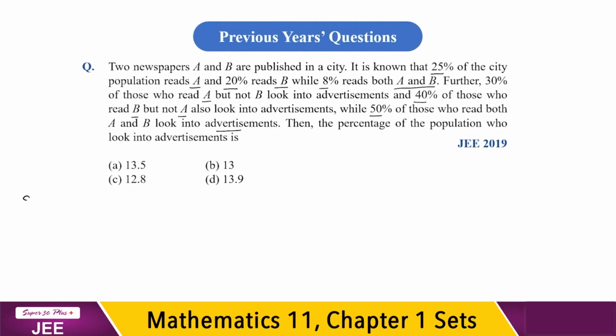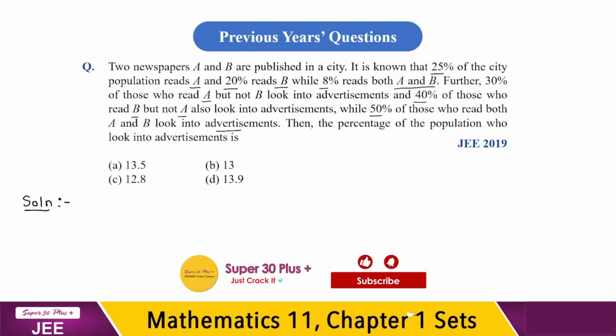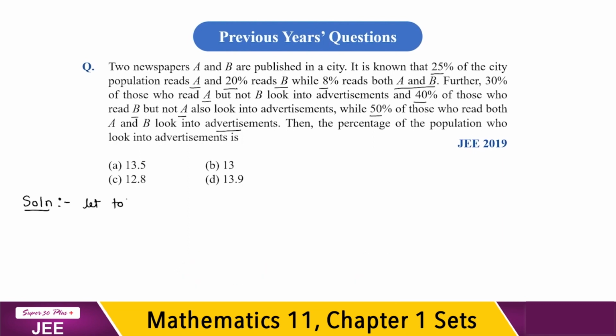So the question seems to be a little bit large in terms of the language, but it is an easy question based on set theory. First of all, let us write down the given information. Since the data is given in the form of percentage, I am assuming that the total population is equal to 100. Now, it has been given that 25% of the total population reads A. So 25% of 100 will be equal to 25. For easy calculation, we have assumed the total population to be 100.